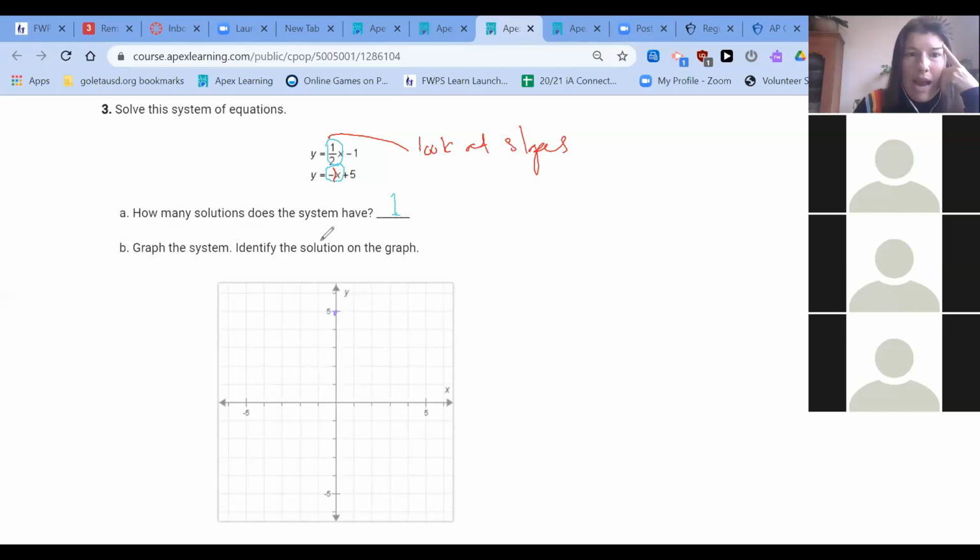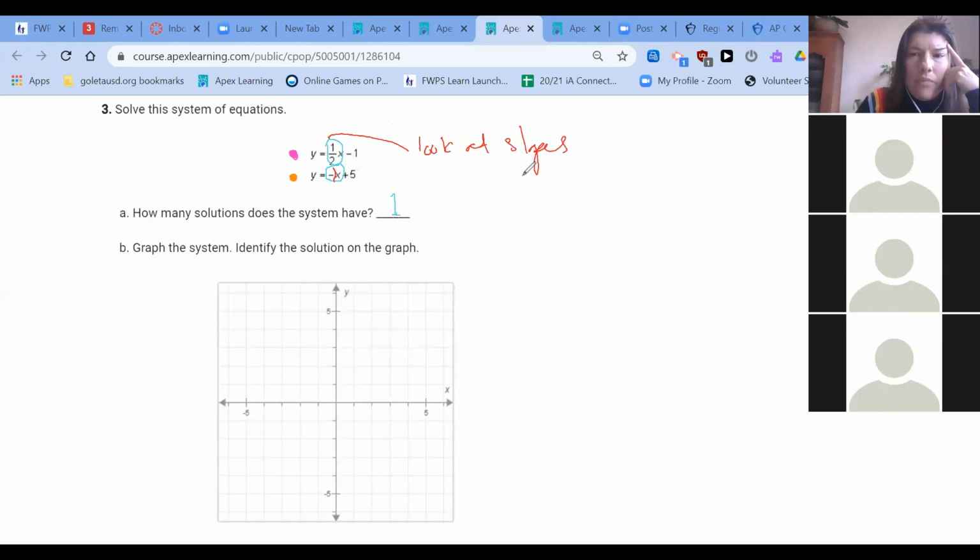Okay. Graph the system. Let's do, for this top one, let's do pink. And the bottom one, orange. Ooh, those are pretty colors together.